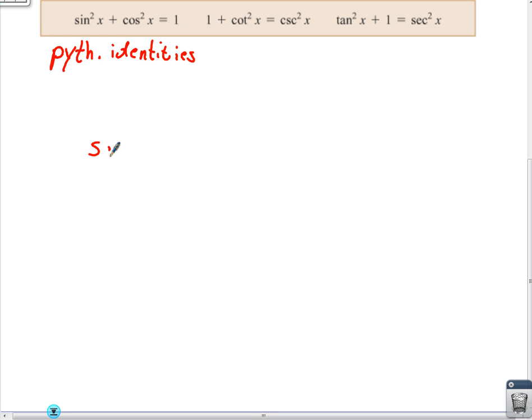Sine squared plus cosine squared is equal to 1. Well, what if I went through and I divided everything by sine squared? That's legal. Let's use those other identities that we just discussed. Well, first off, sine squared divided by sine squared. Anything divided by itself, 1.